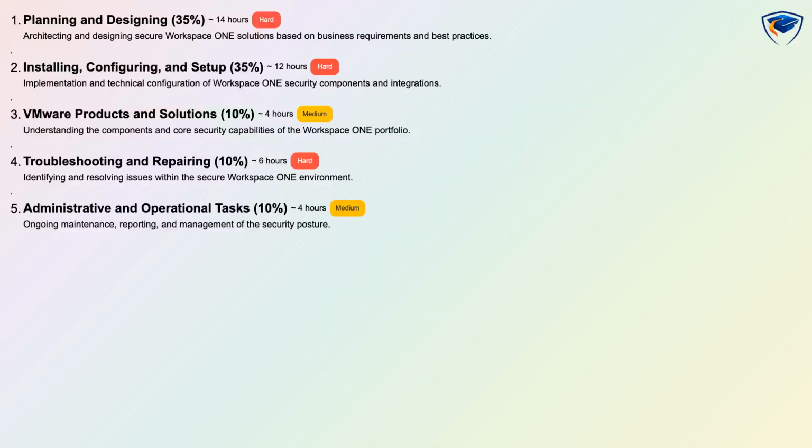The VMware Workspace 121X UEM Troubleshooting Specialist exam is divided into 5 domains, with each domain carrying a specific weightage. The planning and designing domain carries 35% weightage. Installing, configuring, and setup carries 35%. VMware Products and Solutions carries 10%. Troubleshooting and repairing carries 10%. And administrative and operational tasks carries 10%.